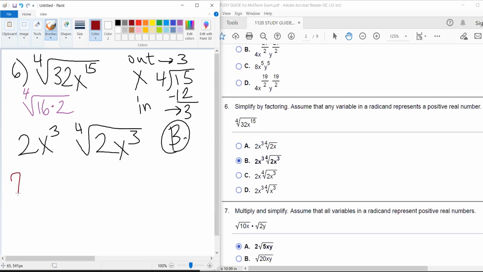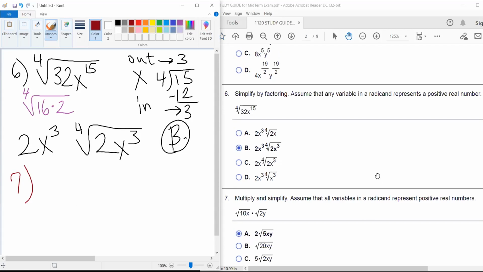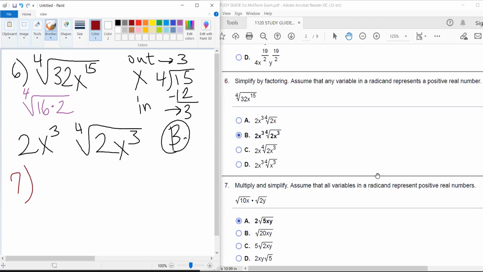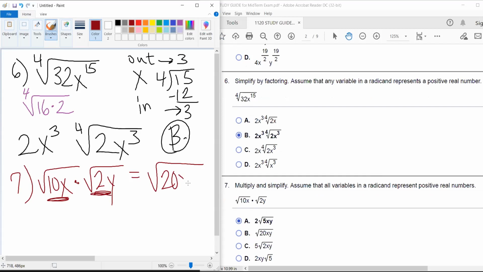Question 7, multiply and simplify, and same extra additional directions as before. Square root of 10x times the square root of 2y. Now, if your radicals have the same root, then you keep the common root and multiply the inside terms. So when we multiply the inside terms, we get 20xy.